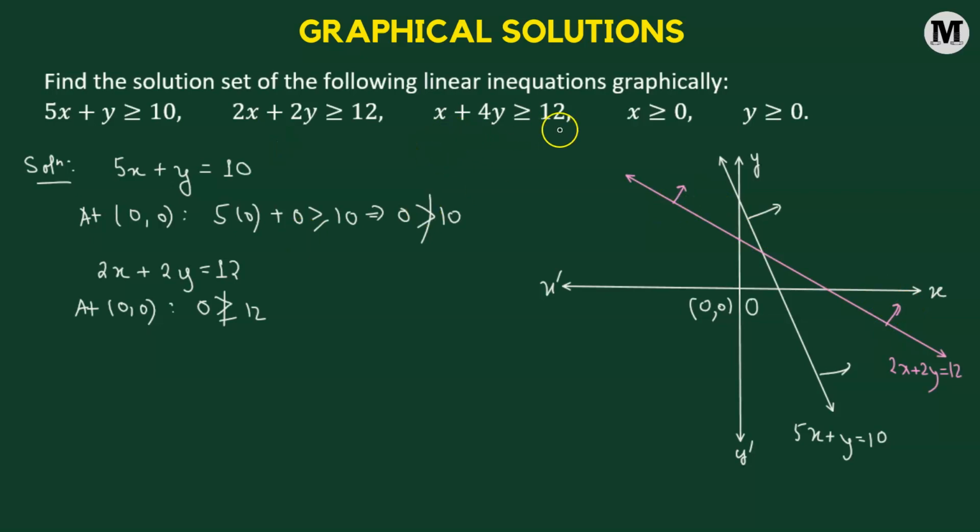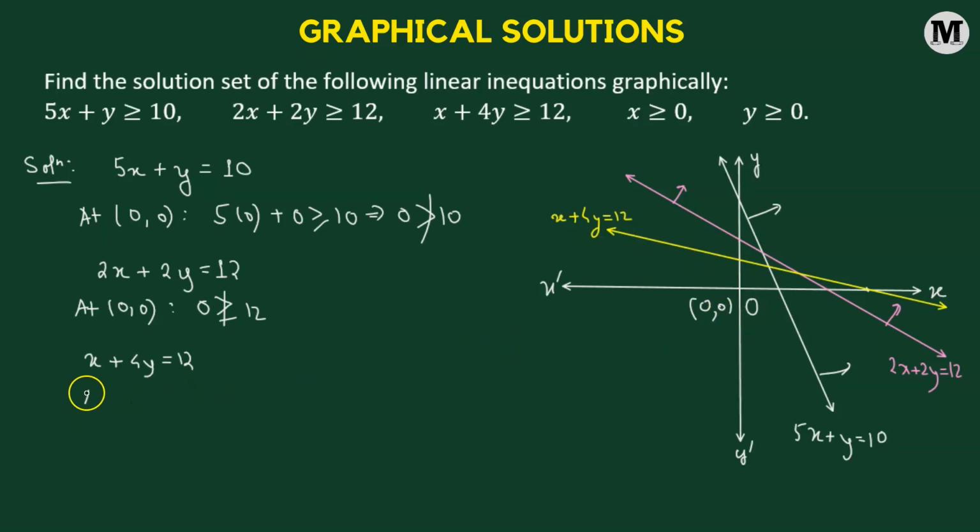Coming to the third inequality, we consider the equation x plus 4y equals to 12. Let's sketch the graph of this equation as well. So we have the line x plus 4y equals to 12. This also divides the xy plane into two regions. We're going to consider the region that contains the origin.